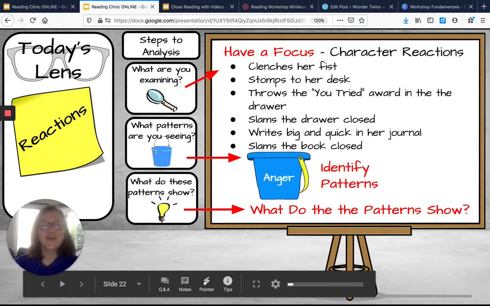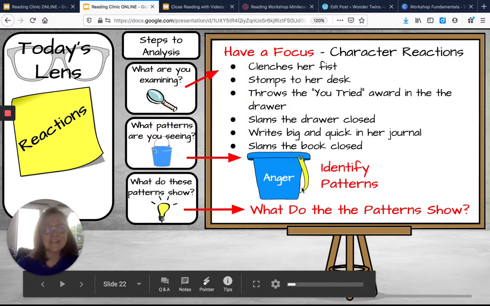Okay, so I noticed that when I was looking at her reaction, she was clenching her fist, she was stomping to her desk, she was throwing that You Tried award into the drawer, she's slamming the drawer, she writes real big and quick and even in capital letters in her journal, and she slams that book closed. When I looked at all of those ways that she was reacting, I noticed that pattern, and that was the second thing that I need to do, is look for patterns. And I noticed that pattern of anger. And she was having a very angry reaction to getting this You Tried award.